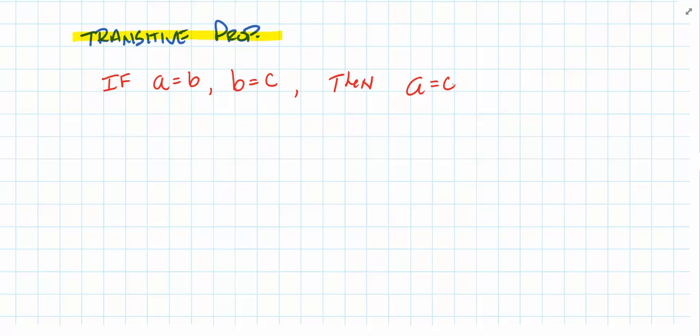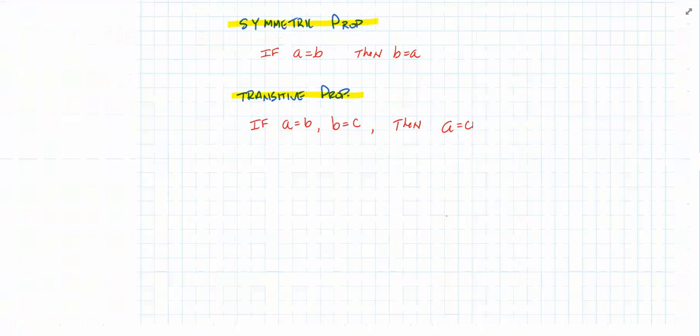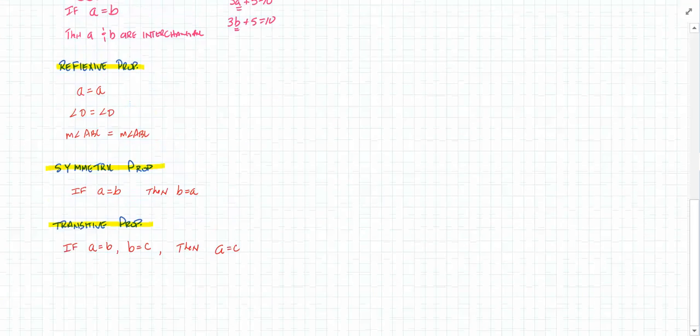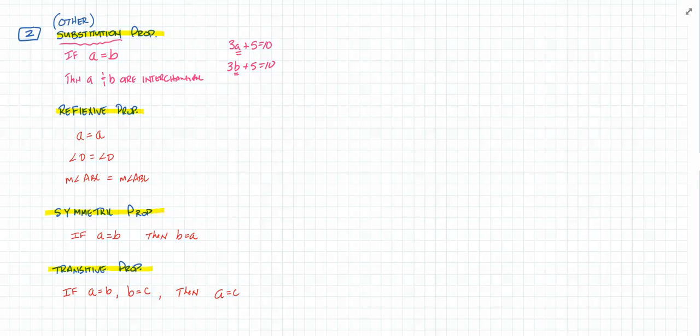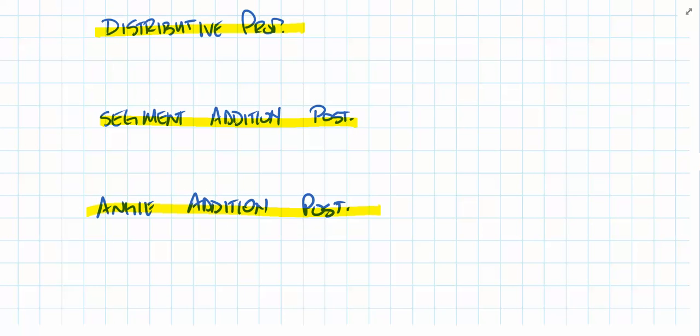Again, similar to substitution. Substitution will always work. Transitive works if you've got both things on both ends working for yourself here. So if A equals B, B equals C, then A is equal to C. That's our transitive property. So here is the category of other properties so far: we have substitution, reflexive, symmetric, and transitive. The last three in the category of other: we've covered segment addition and angle addition. Distributive, I'm pretty sure everyone knows if you've taken an algebra class.